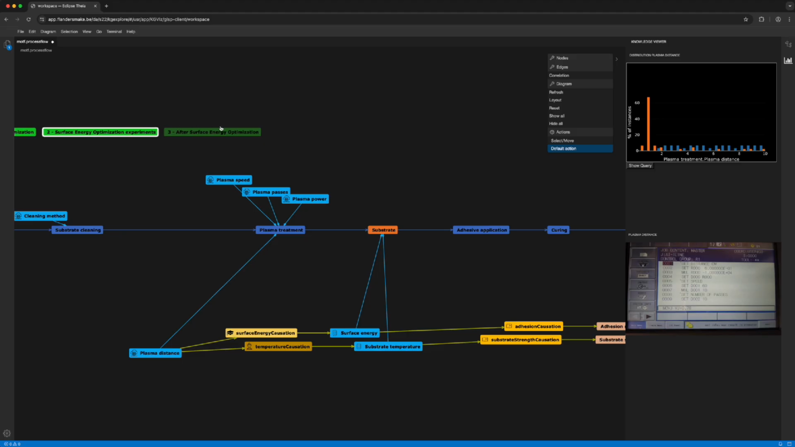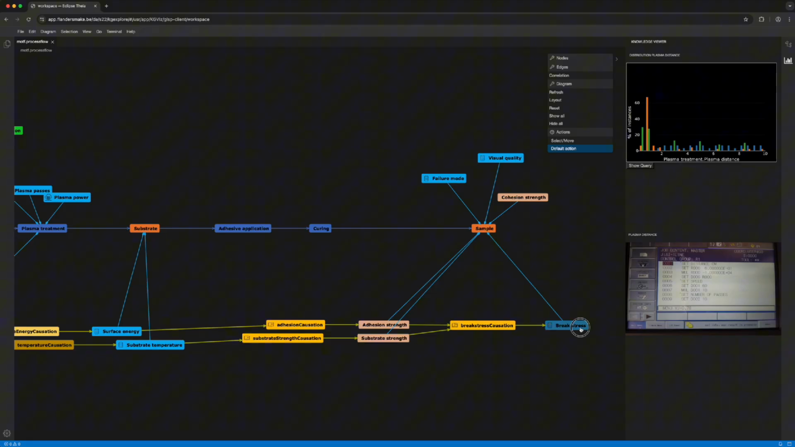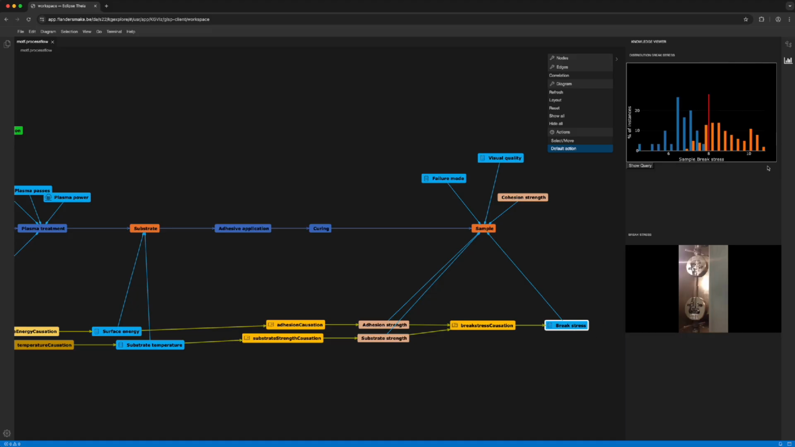Fast-forwarding a couple of months in our production in the future, we can indeed see that with the new settings for plasma distance, the quality of break stress has been improved. You might wonder why we do all this effort.